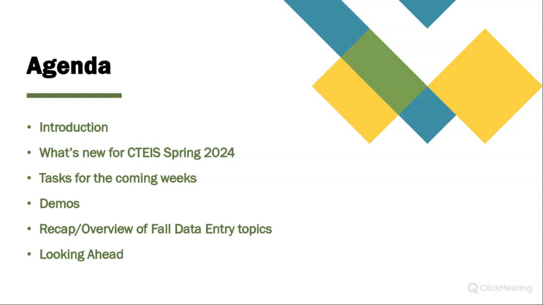We're going to go over the tasks for the coming weeks. We are mentioning our spring training. So for the spring, we're going to show you different tasks that you can prepare for your enrollment completion collection, which the deadline comes up in June. So we're going to go over things that you should be doing right now. We're going to go over some demos in our training site, as I mentioned earlier, to show you the procedures. And then we're going to recap some fall data entry topics.